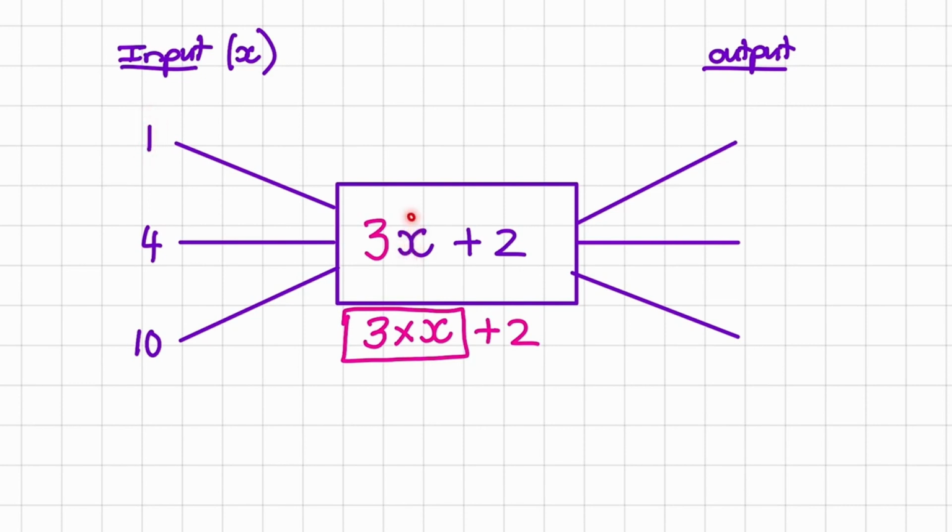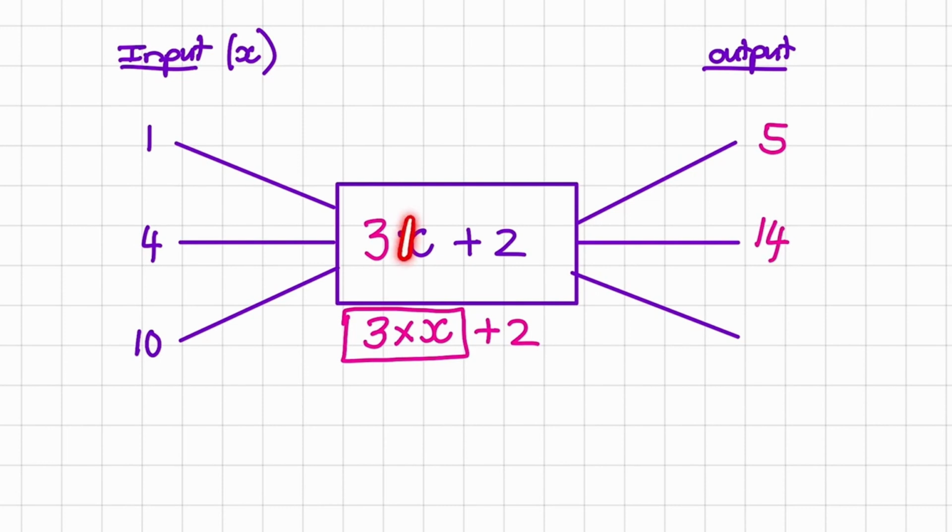So notice it's not 31 plus 2. It is 3 times 1 plus 2. And that is equal to 5. Next, we have 4. So it's not 34 plus 2, but it's rather 3 times 4, which is 12, plus 2, which is 14.